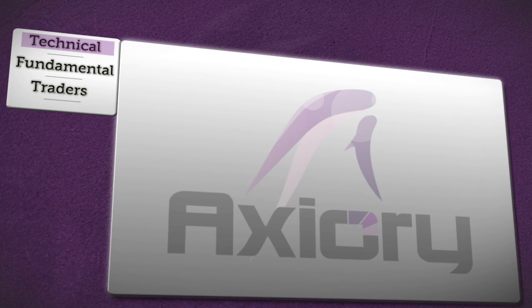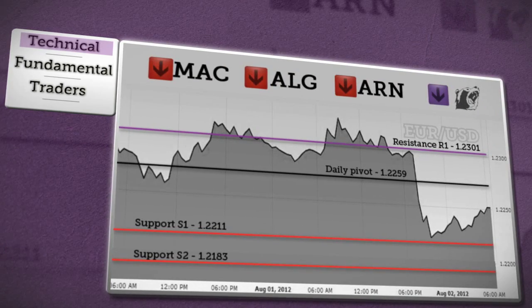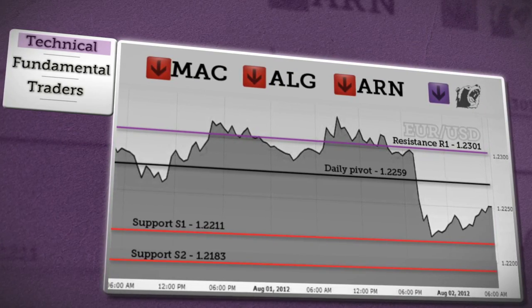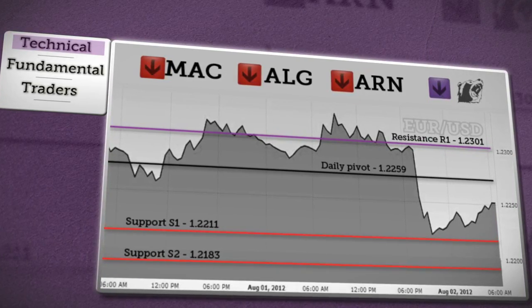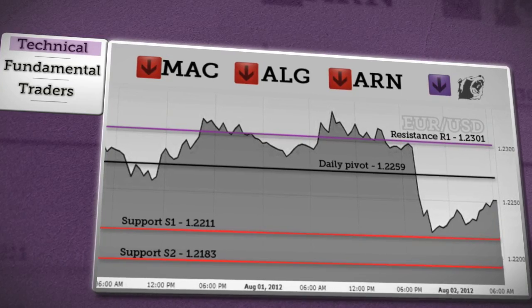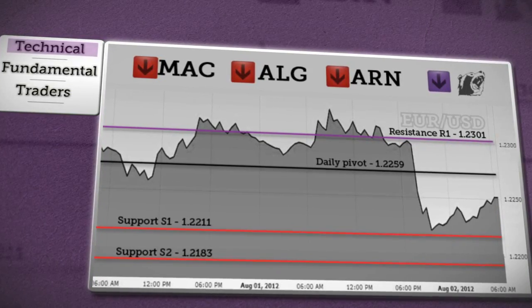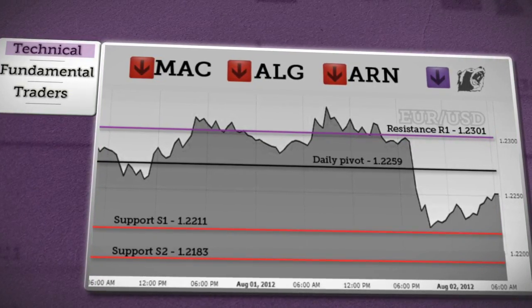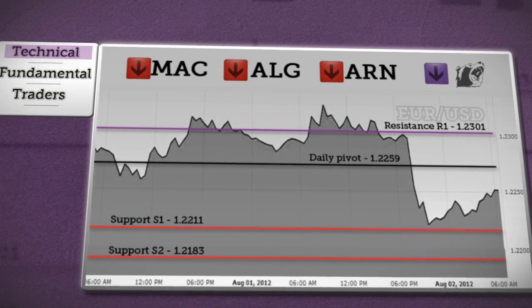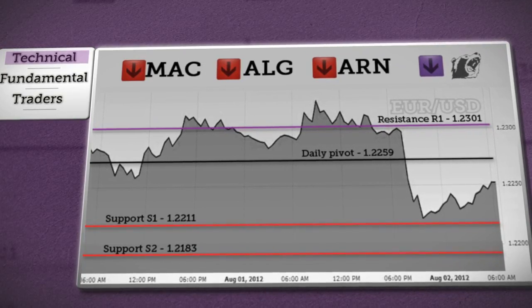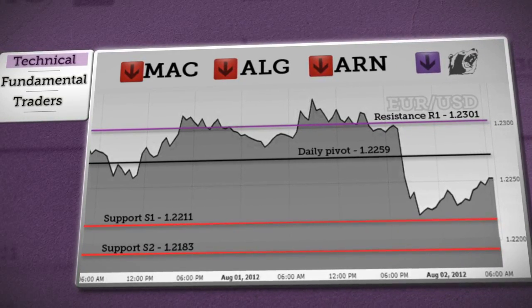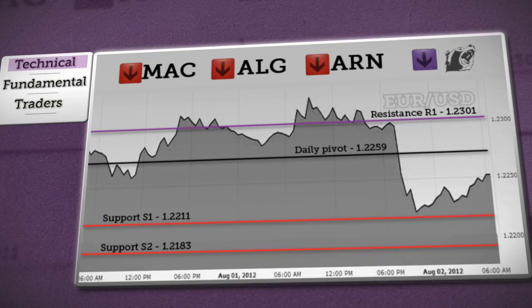Let's start with Axiory's technical outlook for the euro dollar. Price fell below daily pivot and now is approaching this level for retesting. If it rebounds, we can expect decline towards S1 support, and further fall will subsequently focus on S2 support. On the upside, break above daily pivot will confirm upward movement and price will target R1 resistance. Based on the conclusions for each indicator and chart analysis, we are expecting a bearish trend today.